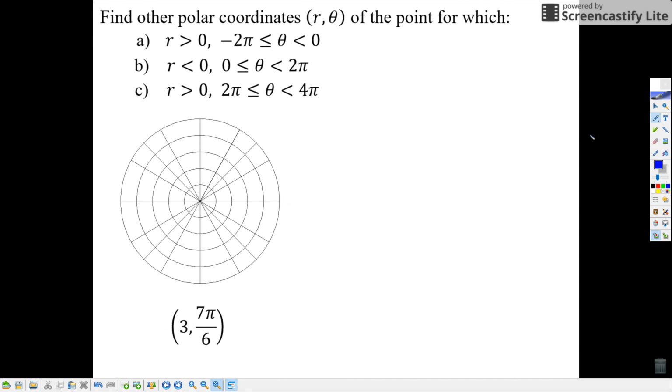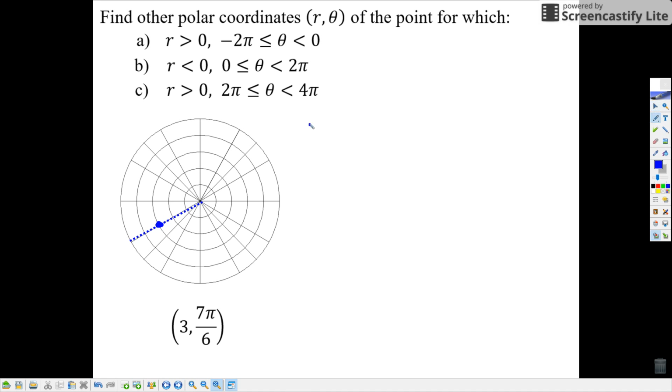So I'm going to go ahead and graph 3, 7 pi 6. So 7 pi 6 is right here. And I want to graph 1, 2, 3 right there. Okay.